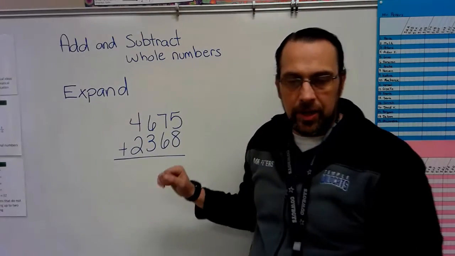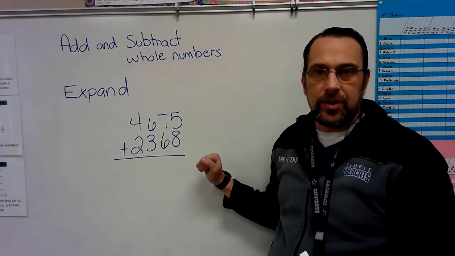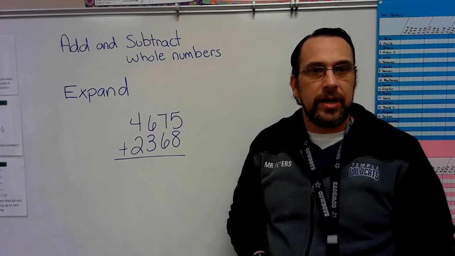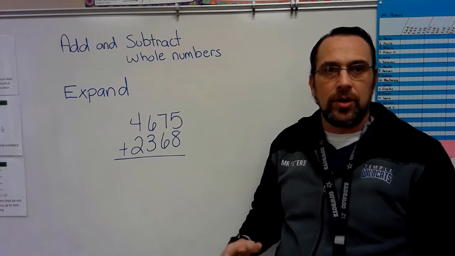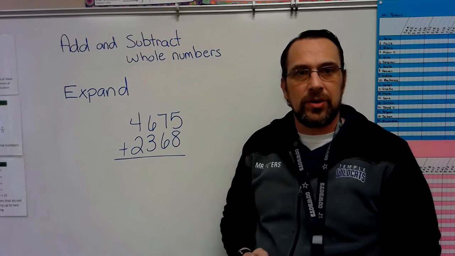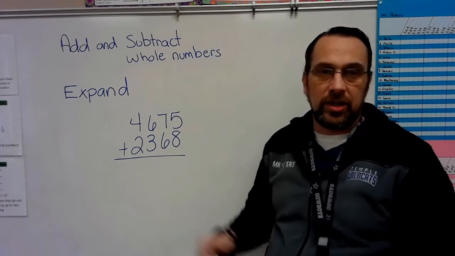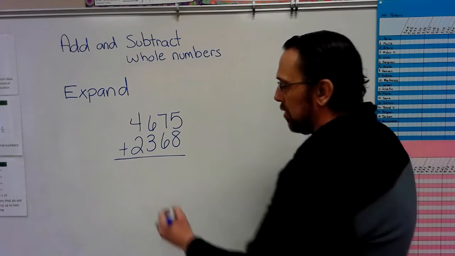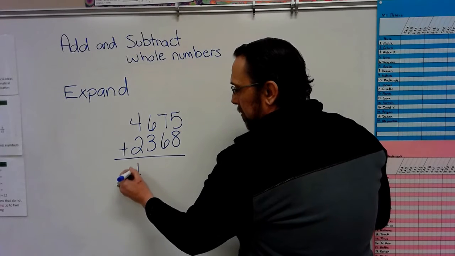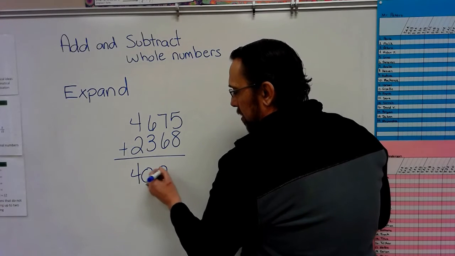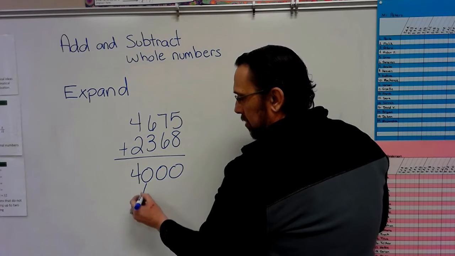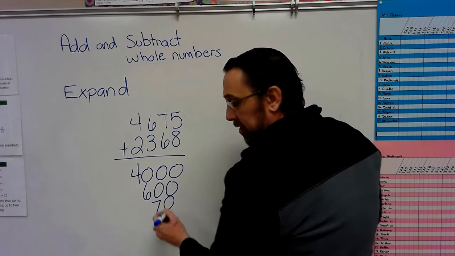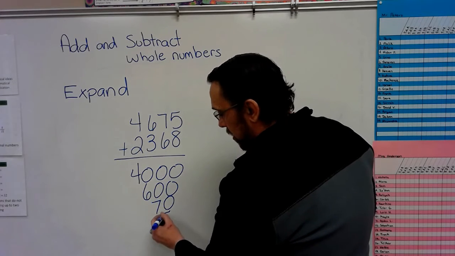As you can see, the number looks like it is written in the standard algorithm. However, we're going to put each number in expanded notation so that we can add the place values instead of adding each individual column. So we'll start here with the first number. We'll write this in expanded form. 4,675.